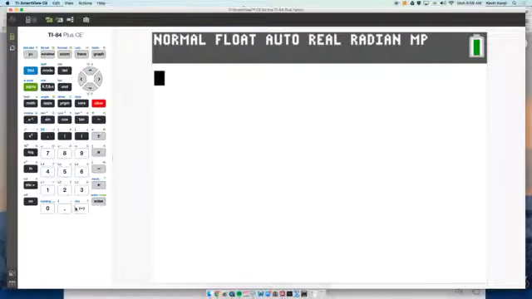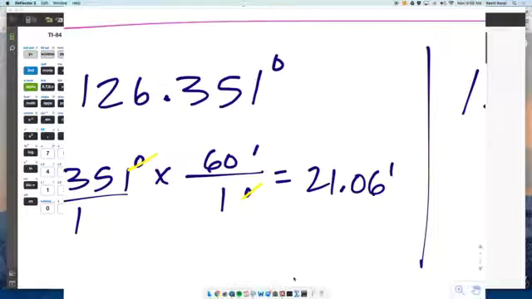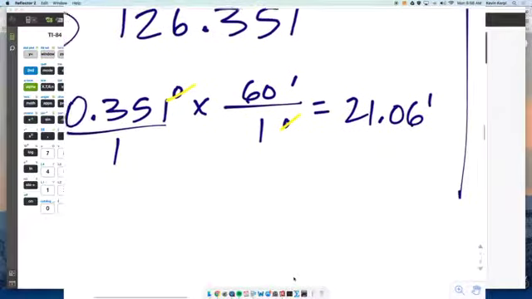So it's easy enough to think about it that way, but I do want you to show on the quiz tomorrow the stoichiometry. That way I know that you know why it works as well. And you get 21.06. So that's 21 full minutes and 6/100ths of a minute, which is a fraction of a minute.